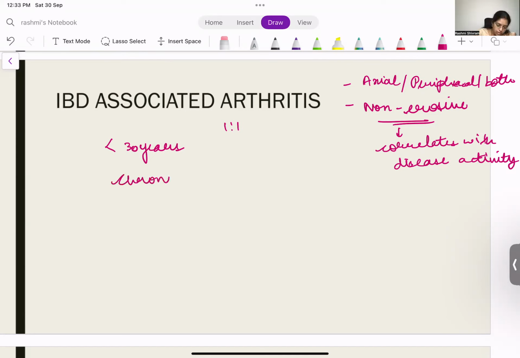It is more common in Crohn's than ulcerative colitis. It is most commonly seen in patients with Crohn's disease than ulcerative colitis. Again, here the anti-inflammatory which is going to decrease the disease progression will be anti-TNF alpha.